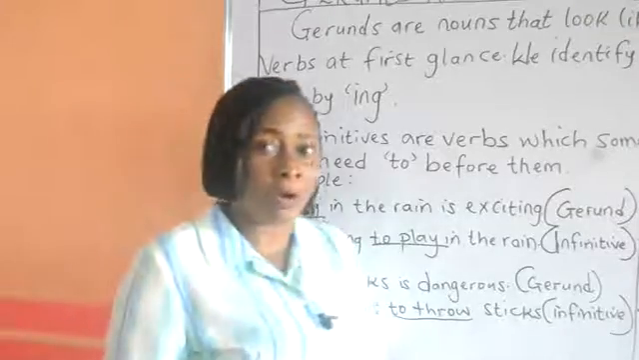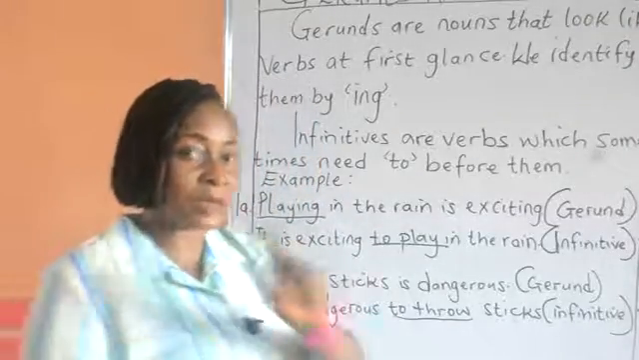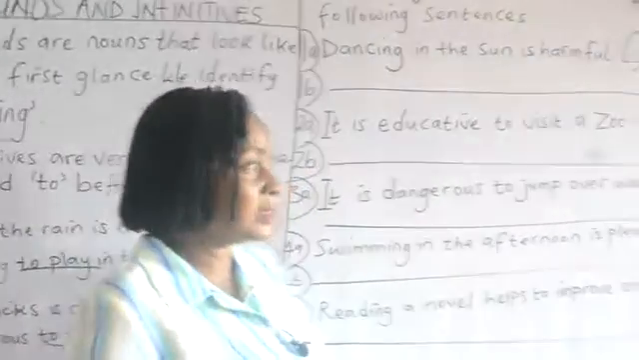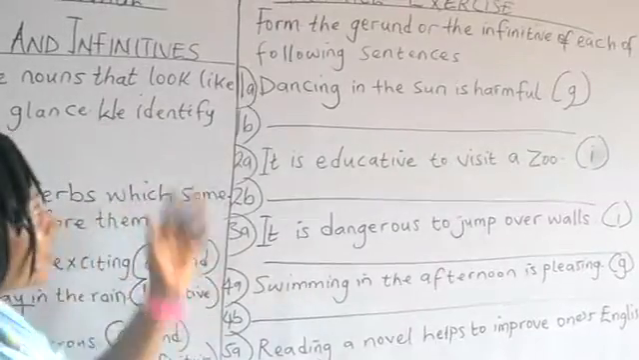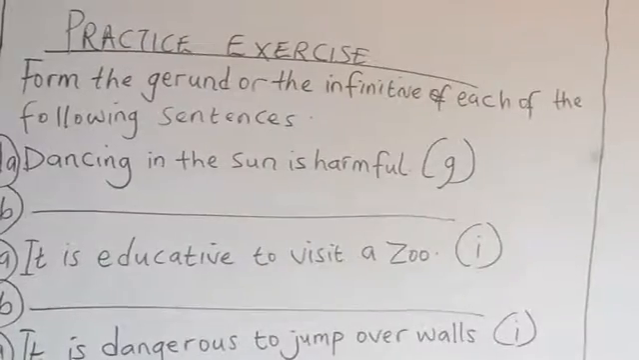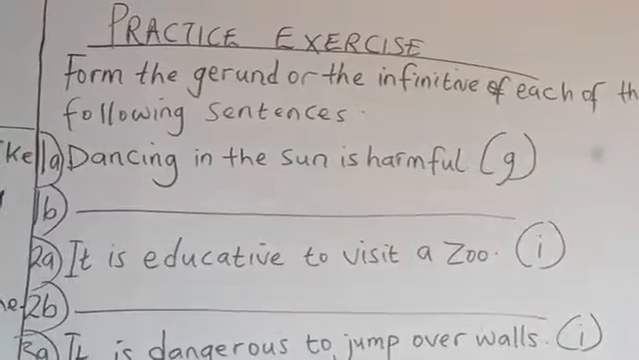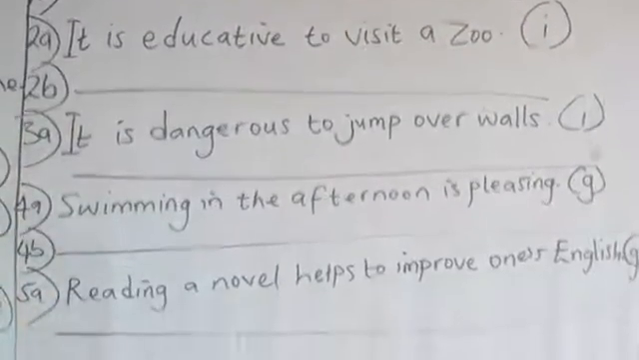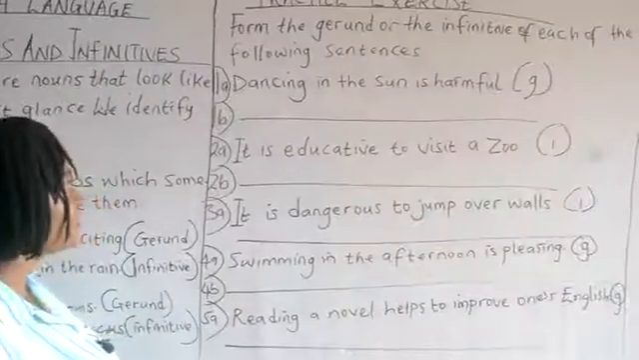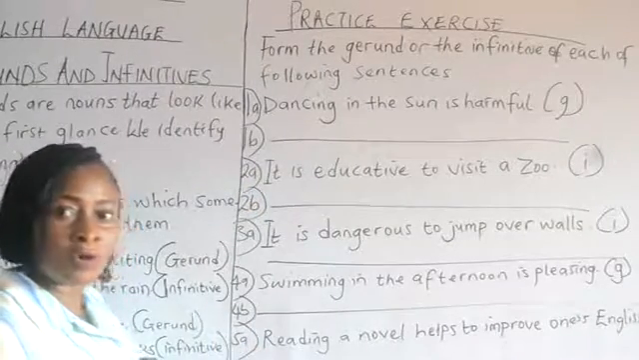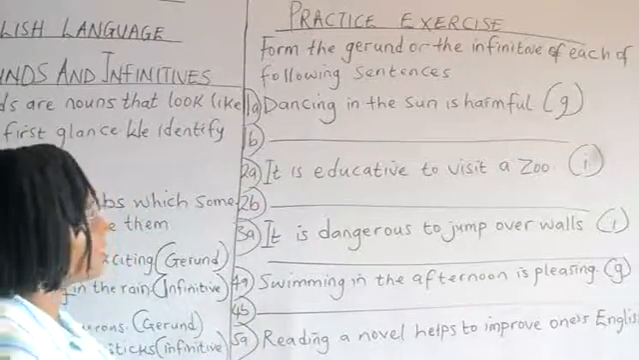There are so many other examples. One sentence can be twisted to make a gerund and an infinitive as well. So you have to practice these exercises. Form the gerund or the infinitive of each of the following sentences. That means the question may require a gerund or it may require an infinitive.